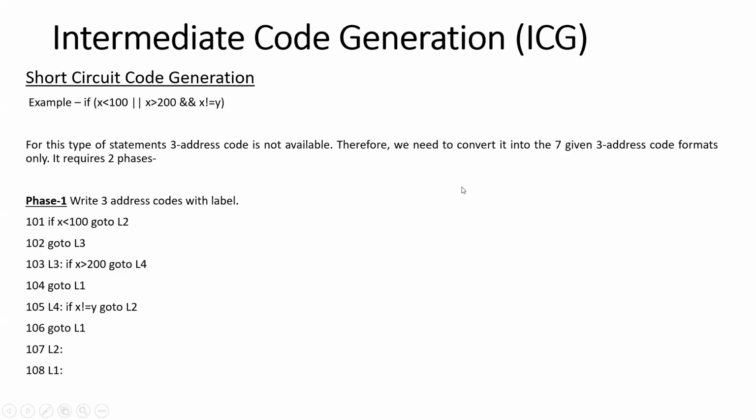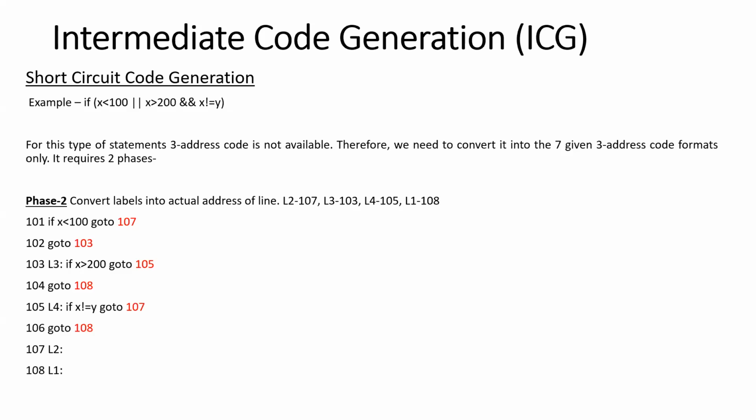We have already studied that we use short circuit code generation for the Boolean expression, which requires 2 phases. In the first phase, we give the labels to the jumping statements, and in the second phase, we replace the labels with the addresses of the Boolean expression line. The problem with this technique is that it takes lots of time and space to convert the Boolean expression into the 3 address code. To remove this problem, we use a technique called the backpatching process.